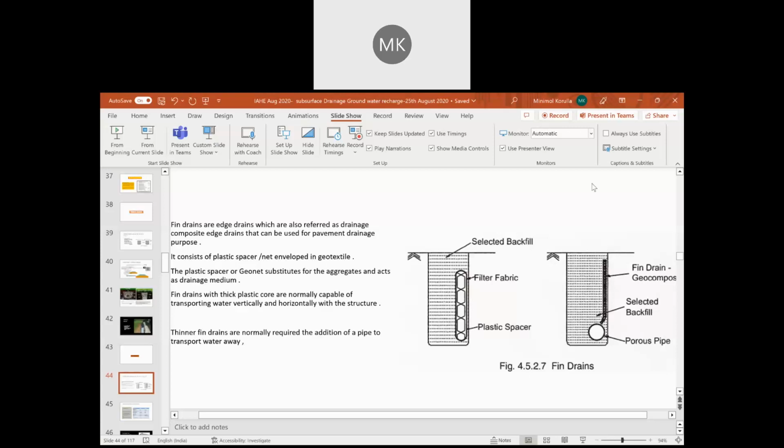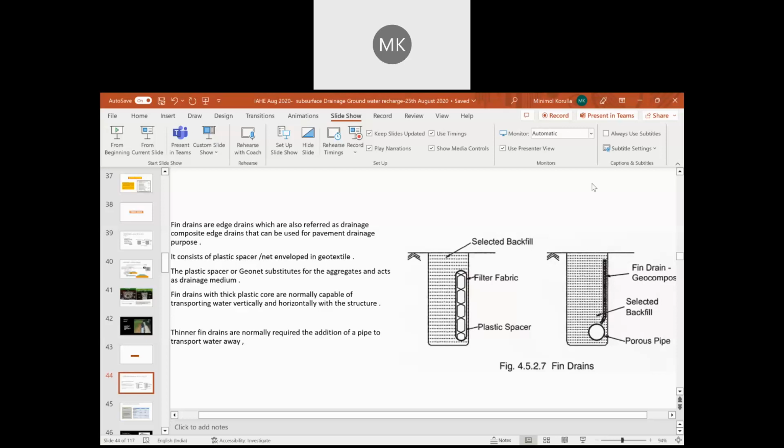Now one more thing, I talked about IRC SP 59 giving the construction methodology. If you are asking which chapter, it is chapter 5. In chapter 5, the clause numbers, if you want to note them down, are 5.2.2, 5.2.3. All these cover the methodology.